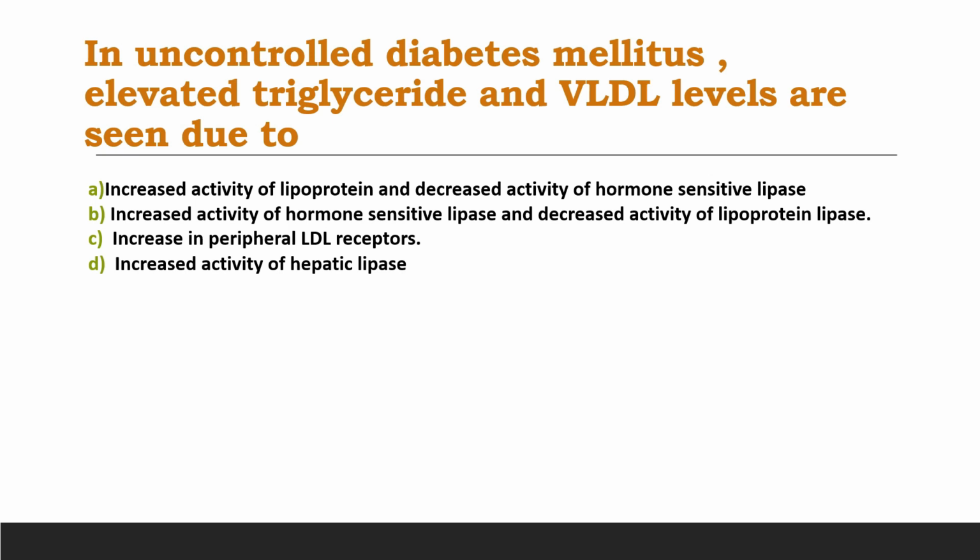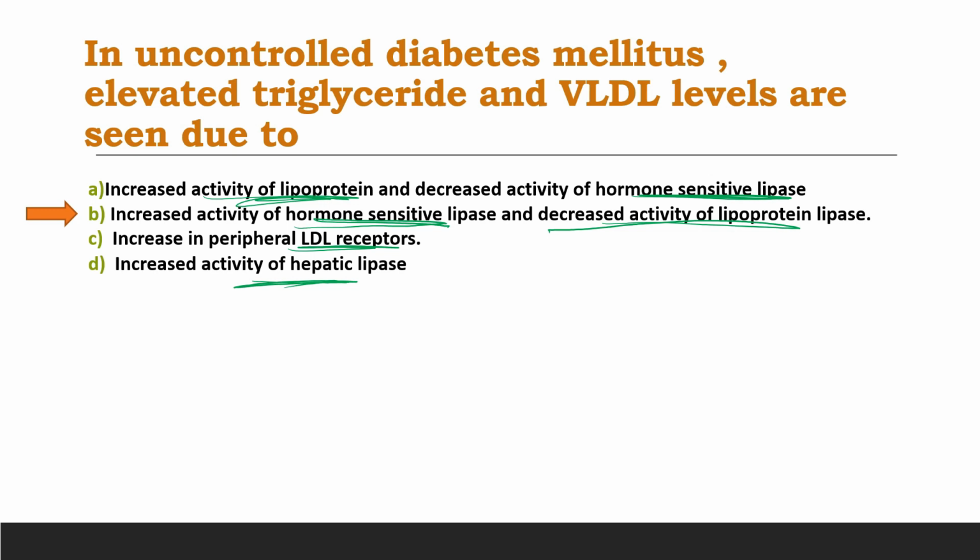Next question is, in uncontrolled diabetes mellitus, elevated triglyceride and VLDL levels are seen due to increased activity of lipoprotein lipase and decreased activity of hormone sensitive lipase; or increased activity of hormone sensitive lipase and decreased activity of lipoprotein lipase; or increase in peripheral LDL receptor; or increased activity of hepatic lipase. The correct option is option B, because hormone sensitive lipase has an increased activity during this time and there is a decreased lipoprotein lipase activity.